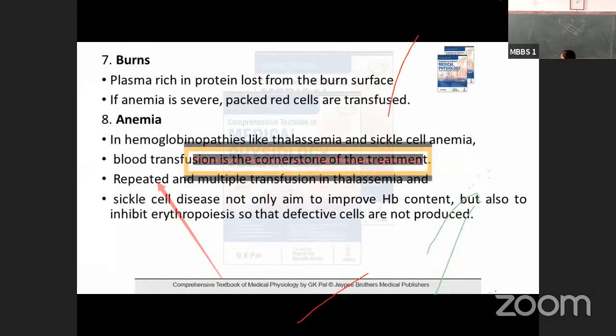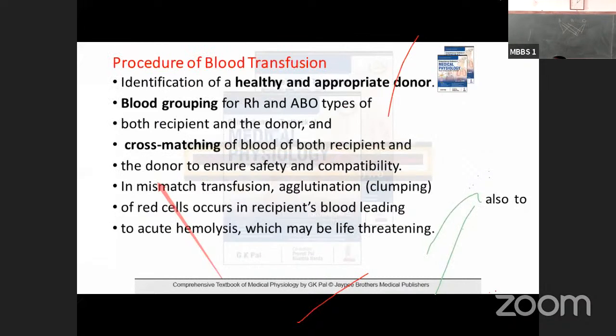What is the advantage of blood transfusion? In sickle cell anemia, what happens? Defective cells are produced. Ready-made blood is given to the patient, and this decreases the chances of defective red blood cell formation by erythropoiesis. That is, sickle red cells are not formed. This is the advantage. Then, what is the procedure for blood transfusion?